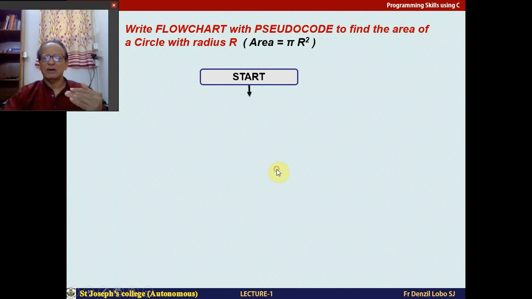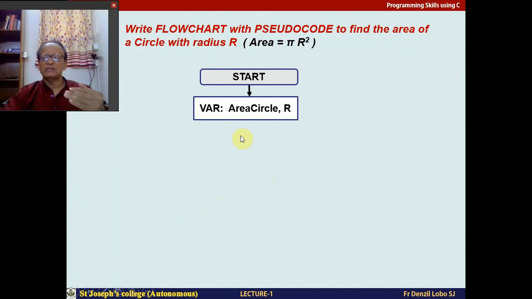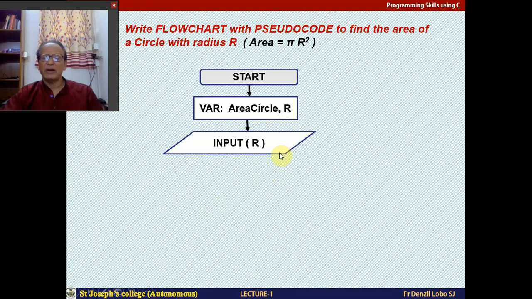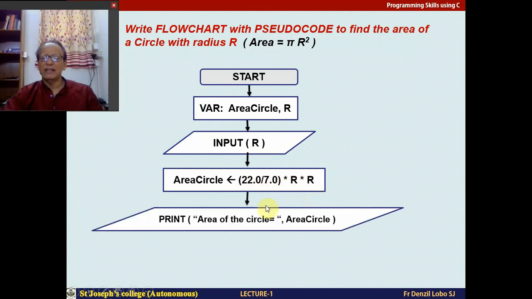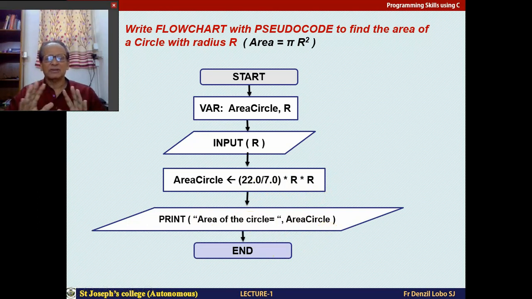As you see now, we have start, then we declare two variables, area circle and r. These are the two variables we need. We input the value of r, then we calculate the area of the circle, pi r squared, where pi is 22 divided by 7, and then we print the value of the area of that circle, and with that we come to the end of our flowchart. Simple, but it summarizes whatever we have to do in solving this problem. Later we will be taking this flowchart and converting that into a C program or C++ program or Python program, any program. So that is how we have to do.